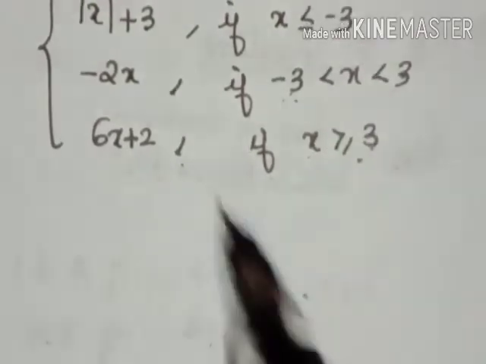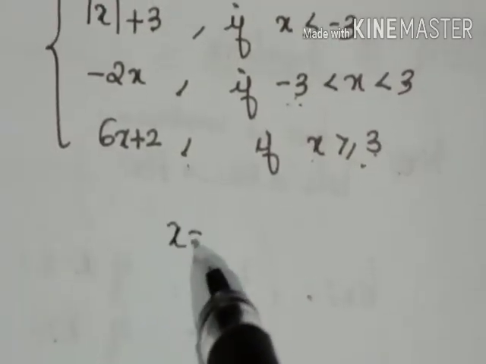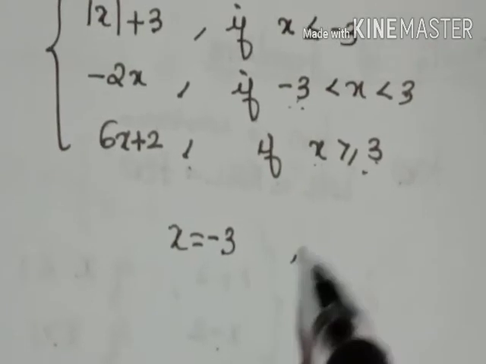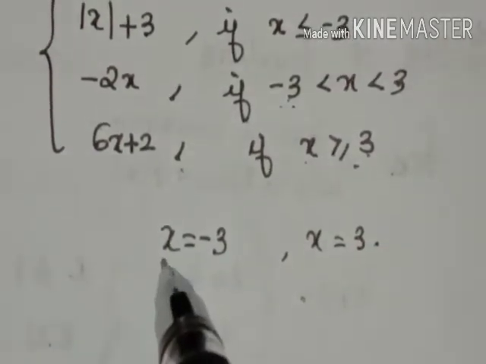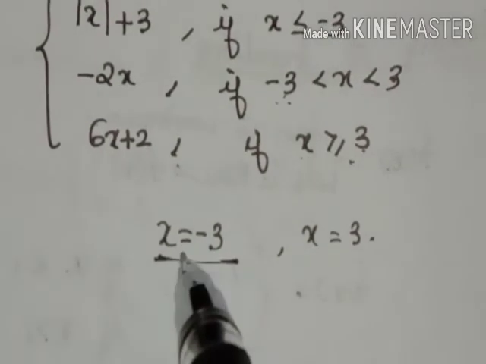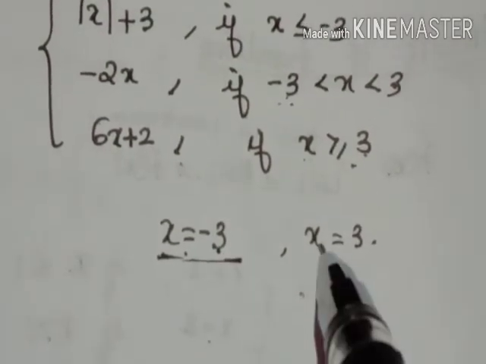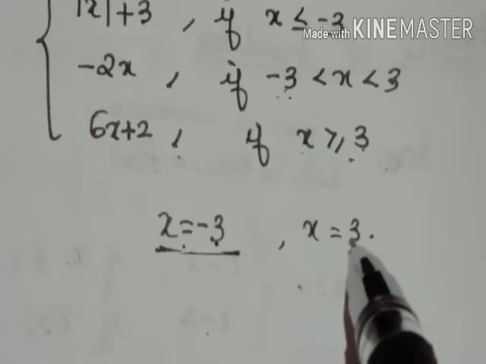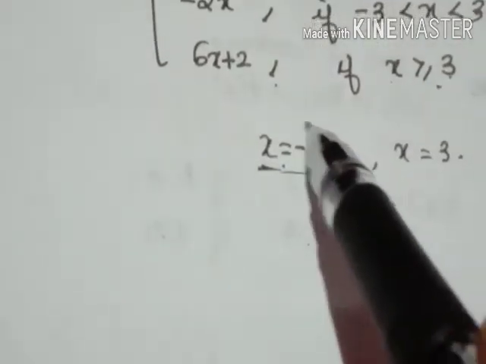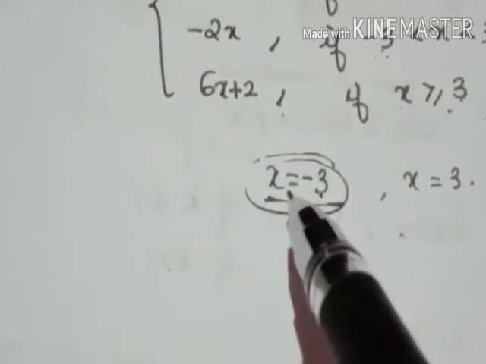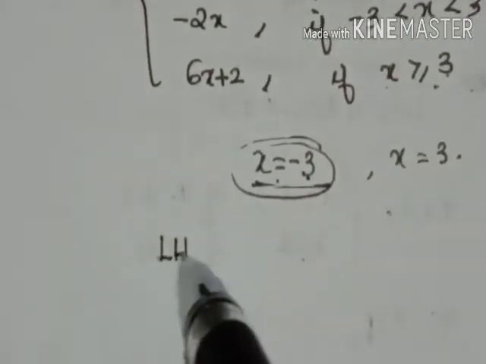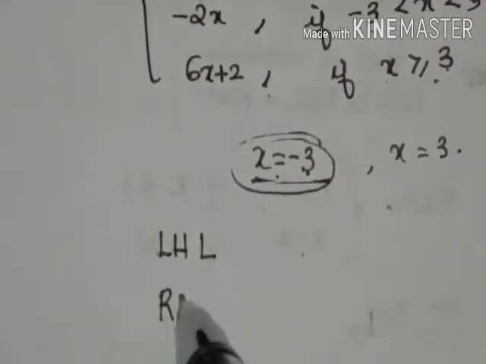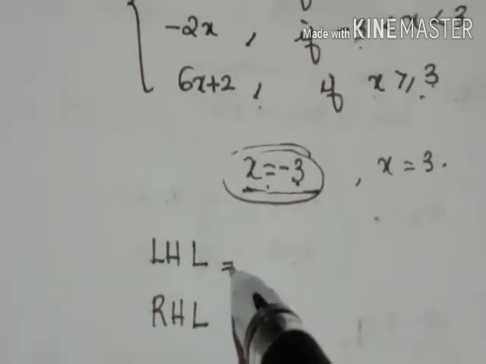So we want to consider x equal to minus 3 and also x equal to 3 and verify whether the function is continuous at x equal to minus 3 or continuous at x equal to 3 or not. So first we have to consider the first number, x equal to minus 3. So we want to find the left hand limit and right hand limit firstly.